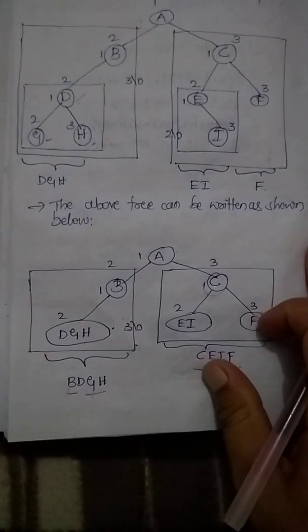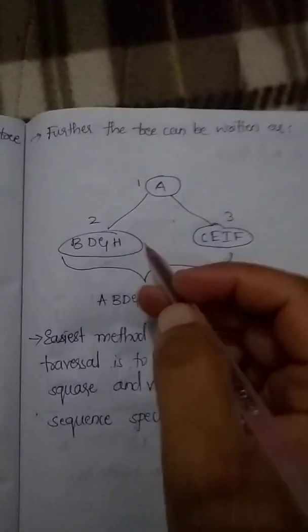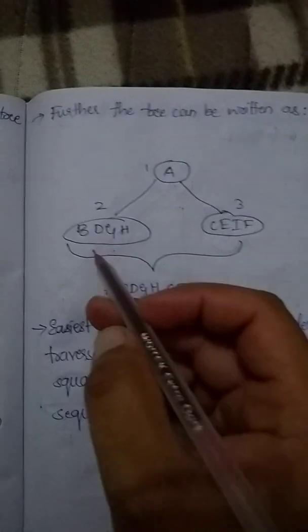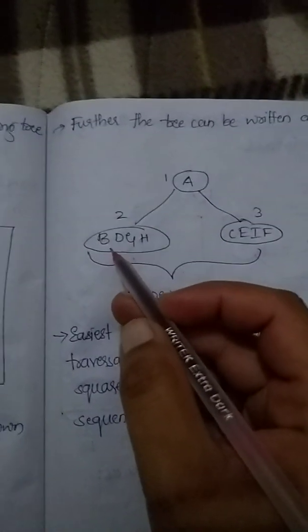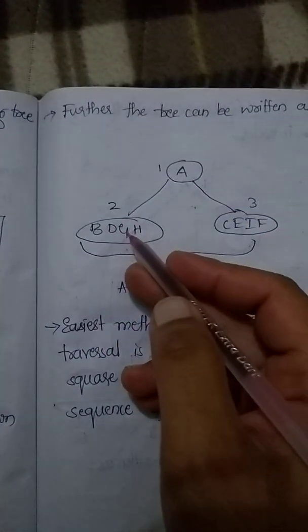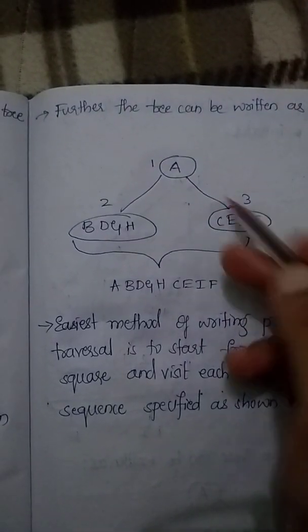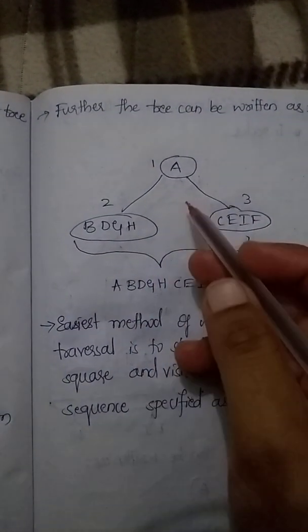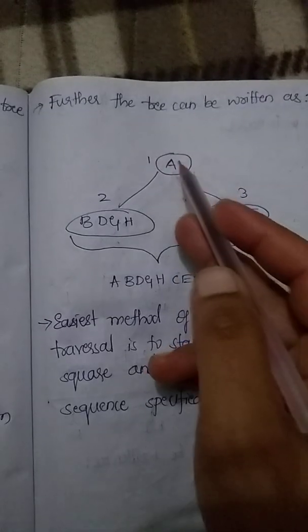Okay. Further, this can be simplified in a simpler form. We have previously got BDGH at the left subtree and CEIF at the right subtree. So now, since it's a preorder, first go for A.